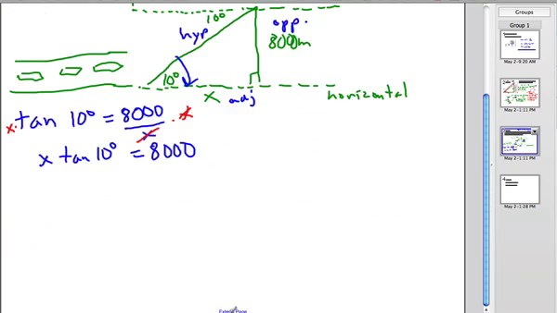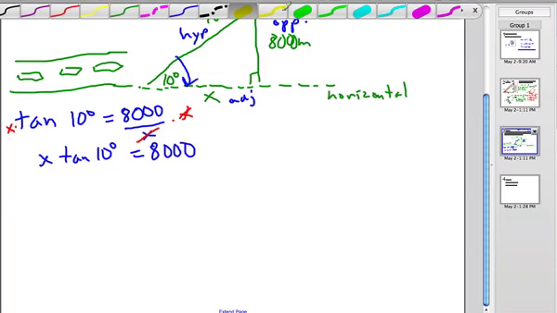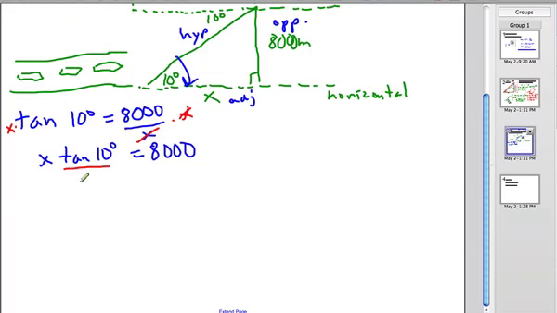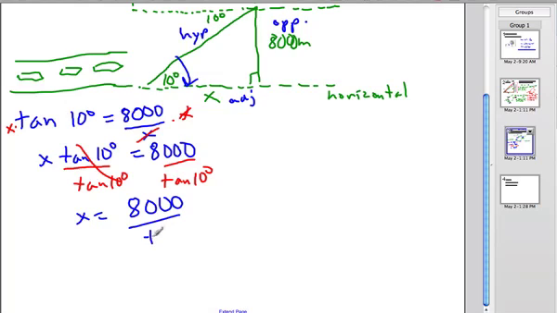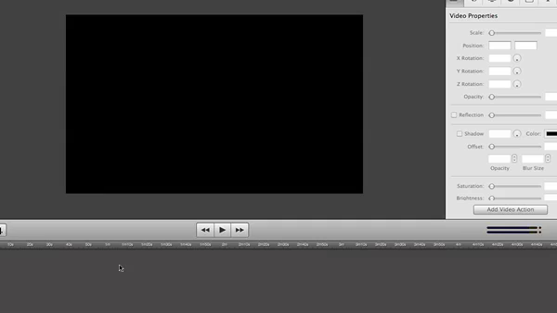Continuing on, I need to get rid of this tan 10 here, so I'm going to divide by tan 10. That cancels it out, so I get x equals 8,000 divided by tan 10 degrees. And I'm going to work that out on my calculator.